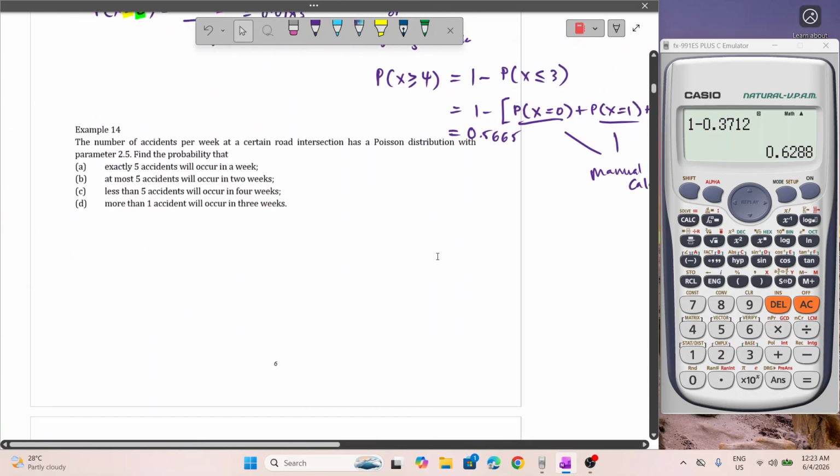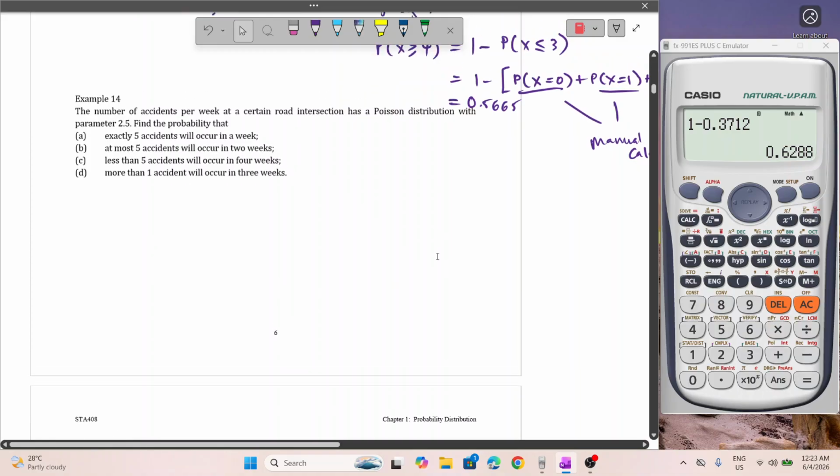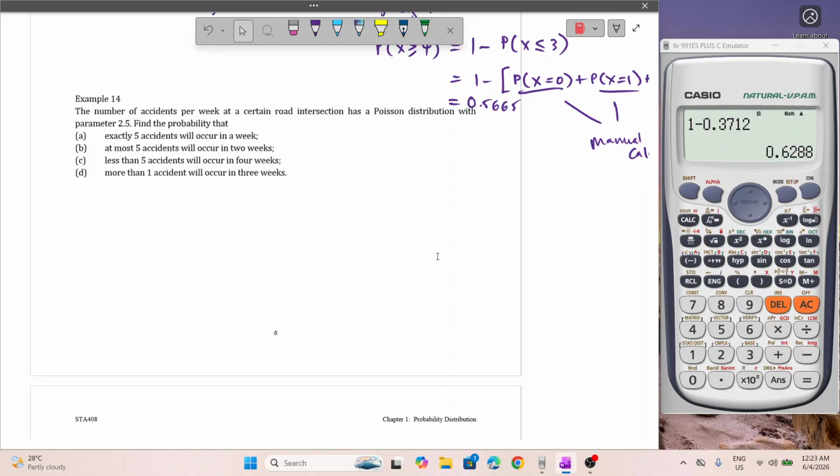Now let's look at example 14. The number of accidents per week at a certain road intersection has a Poisson distribution with parameter 2.5. So another way the question can give you information about the mean is by using the word parameter. Parameter also refers to the mean value. So in this case, lambda is equal to 2.5.